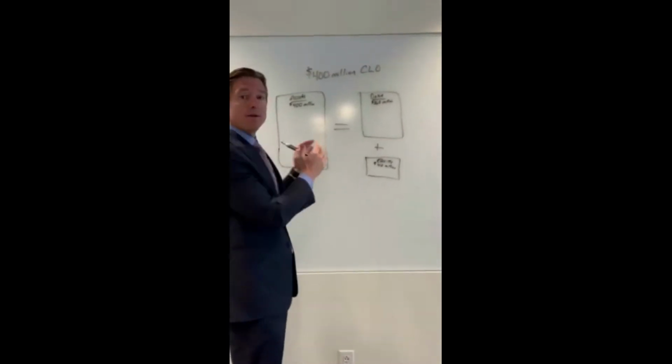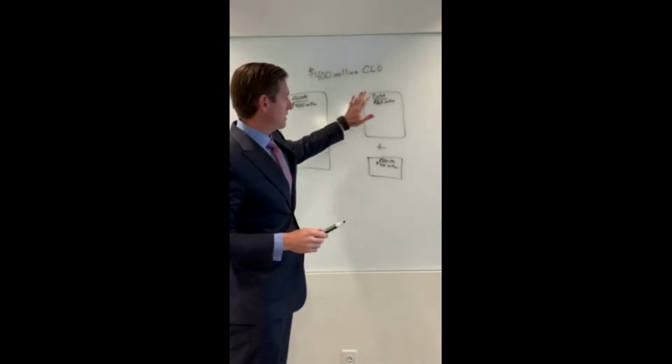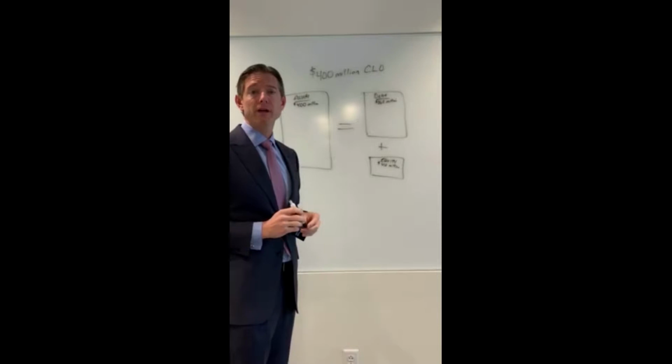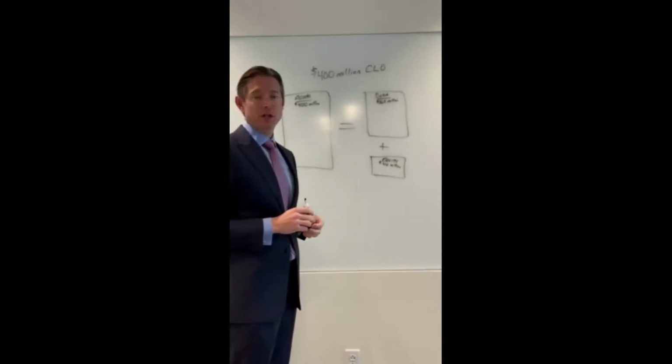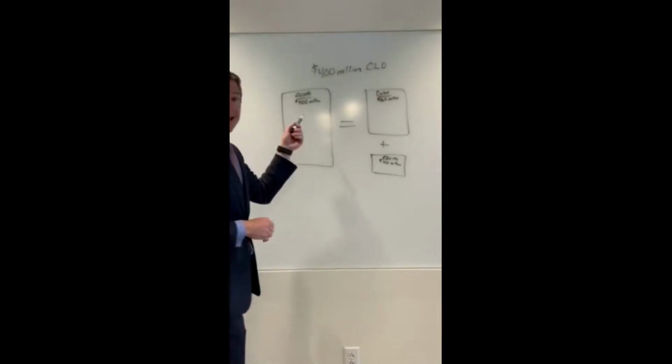So I'm going to break down now in each step, assets first, debt, and then the equity. And then I'll wrap it all back together with a summary on the CLO structure and how it's done over time. So starting with the assets.